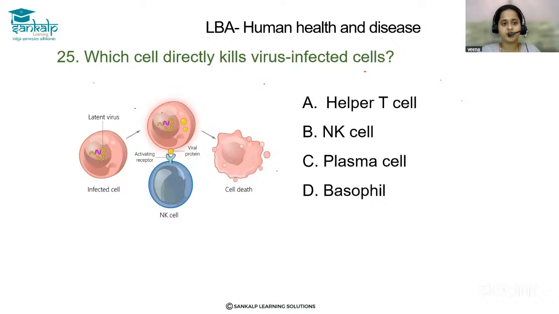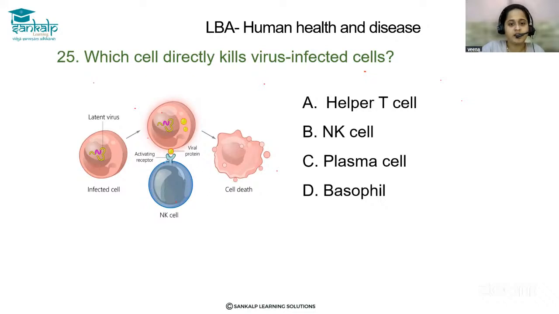Let's solve question 25. Which cell directly kills virus infected cells? So dear students, in the image you are seeing here, this is the infected cell, right? It contains the viral DNA, or rather viral RNA.